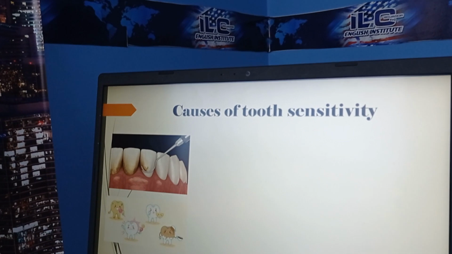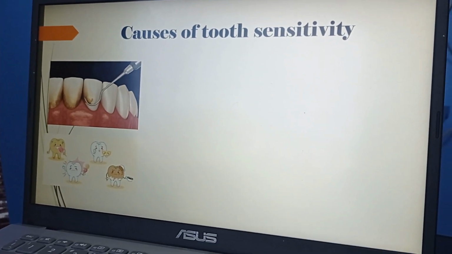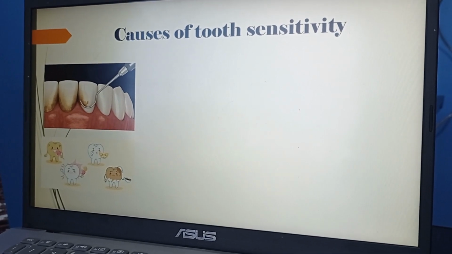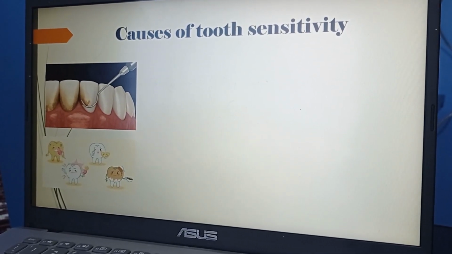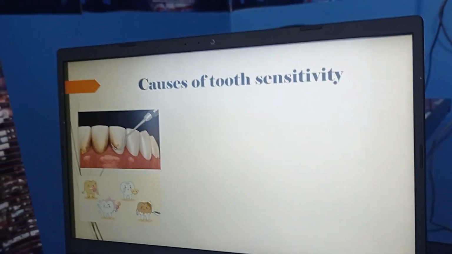Acid diets and drinks. Certain foods have low pH that contribute to dental erosion of enamel and cementum, such as citrus fruits, jams, wine, tea, or soft drinks.